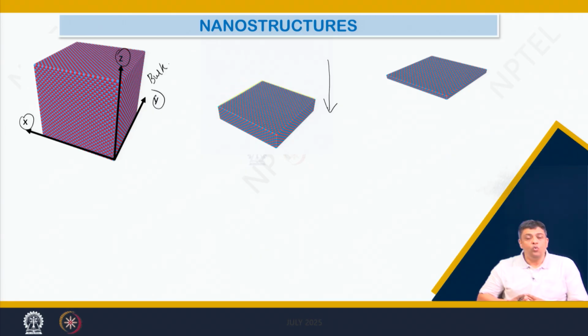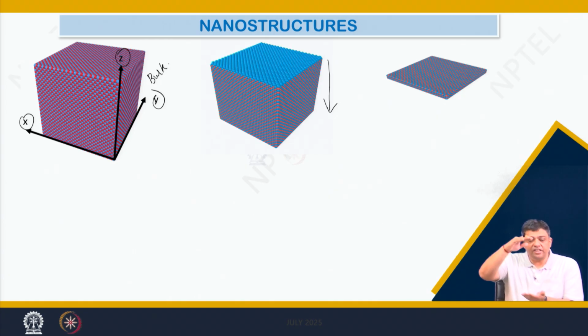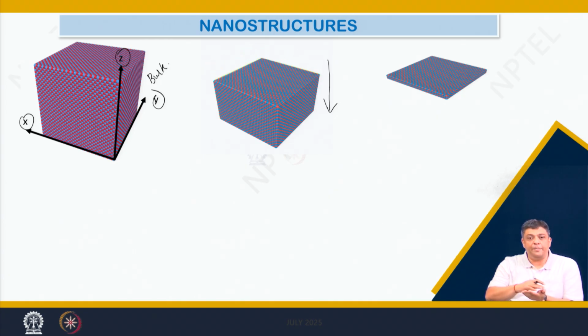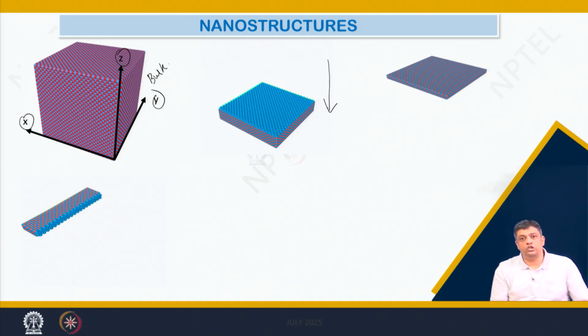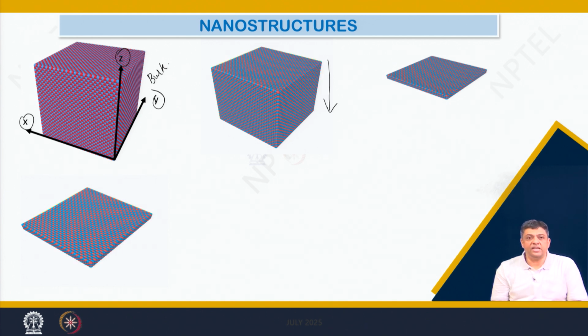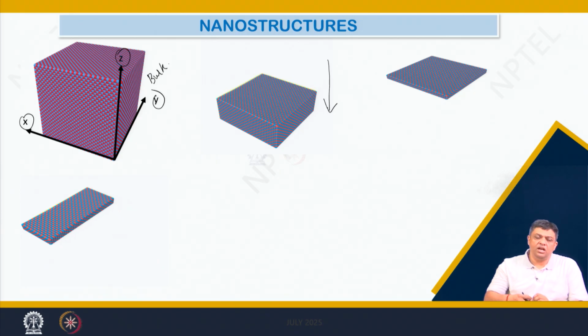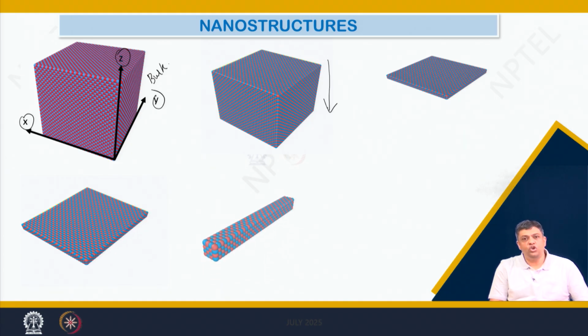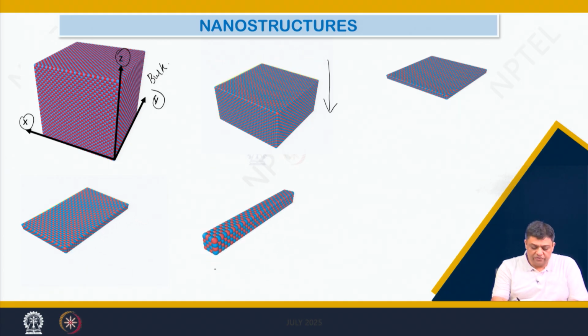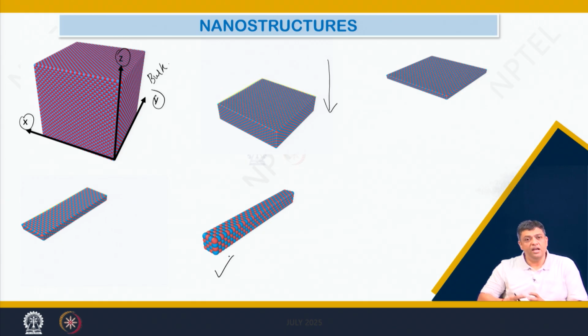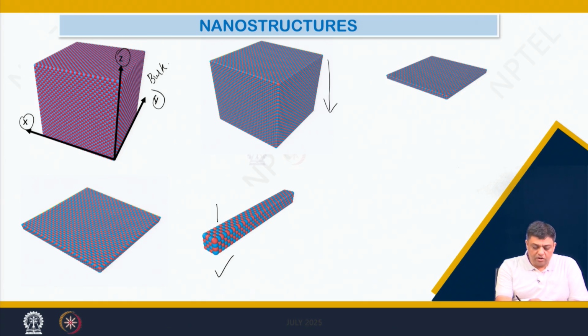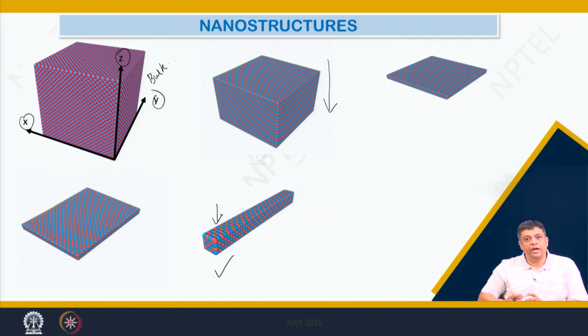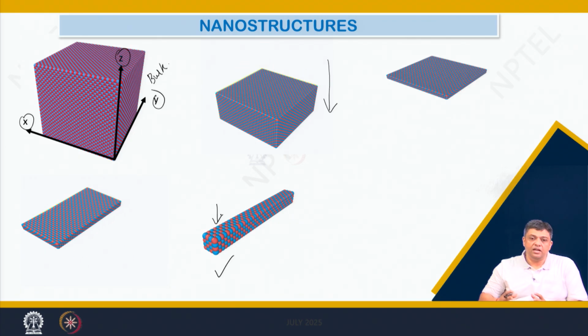Then we will extend that. In the first step we have reduced the size from one dimension, and now let us reduce the size from the second dimension also. So, let us start reducing the size from another dimension while leaving the third dimension in an extended region. What will you get? You will get such kind of structures. These are real structures with atomic arrangements in a given order.